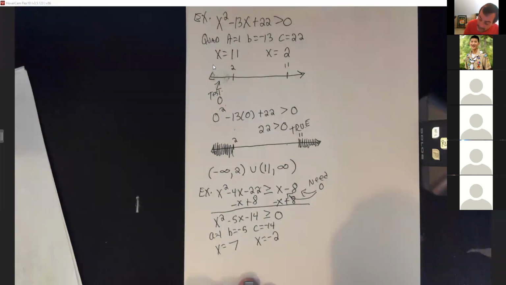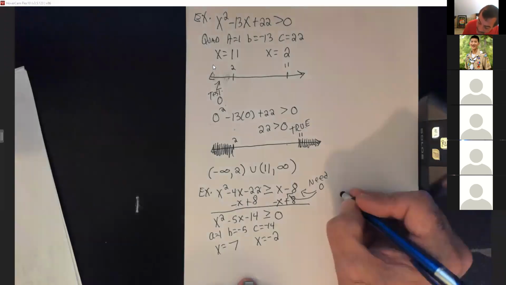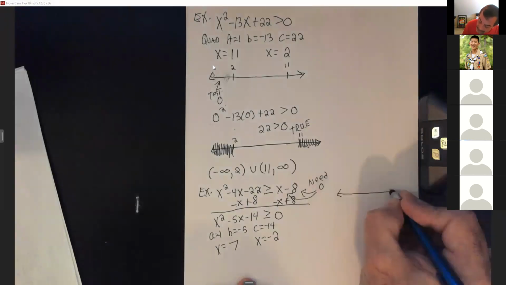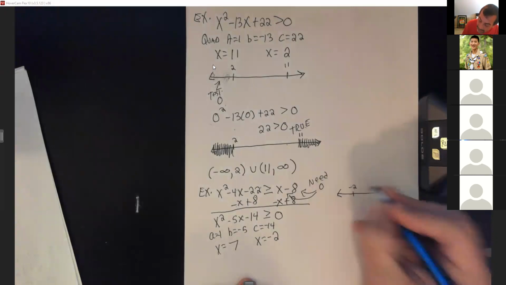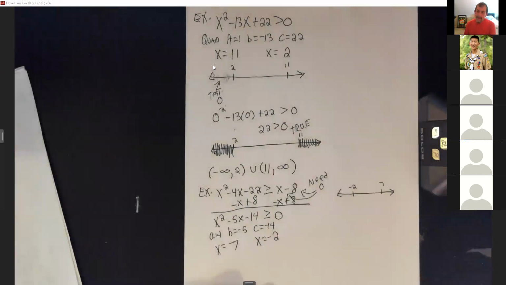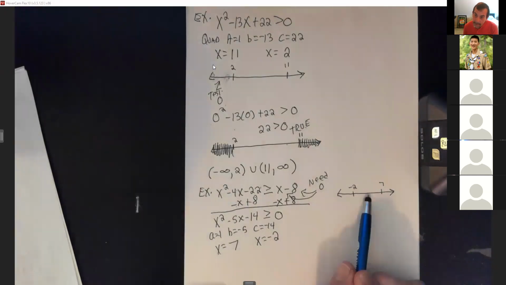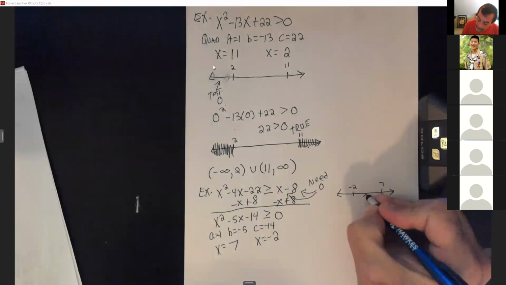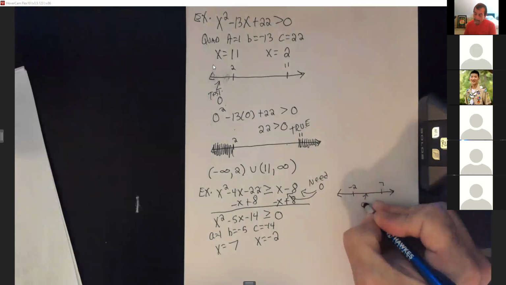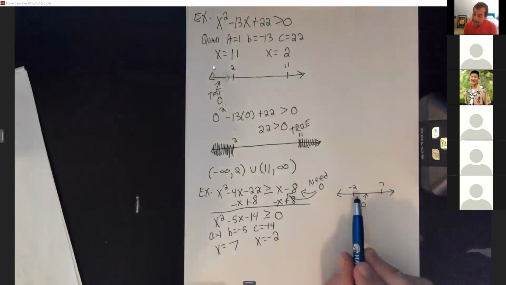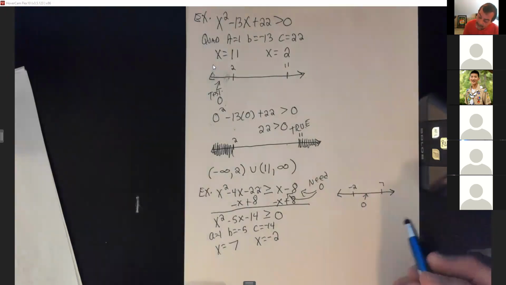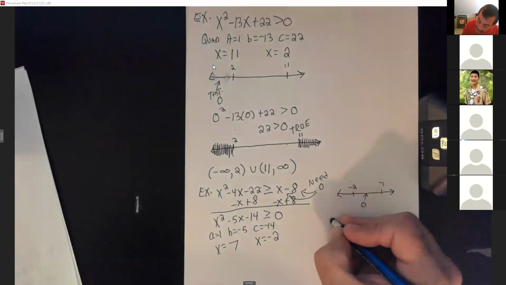So I'm going to come up here and draw my line. So notice I got a -2 here and a 7. So this time the 0 would actually be in the middle section. Would y'all agree? I agree. Because there's -2 and that's +7. So 0's there. So we're going to test our 0 now.